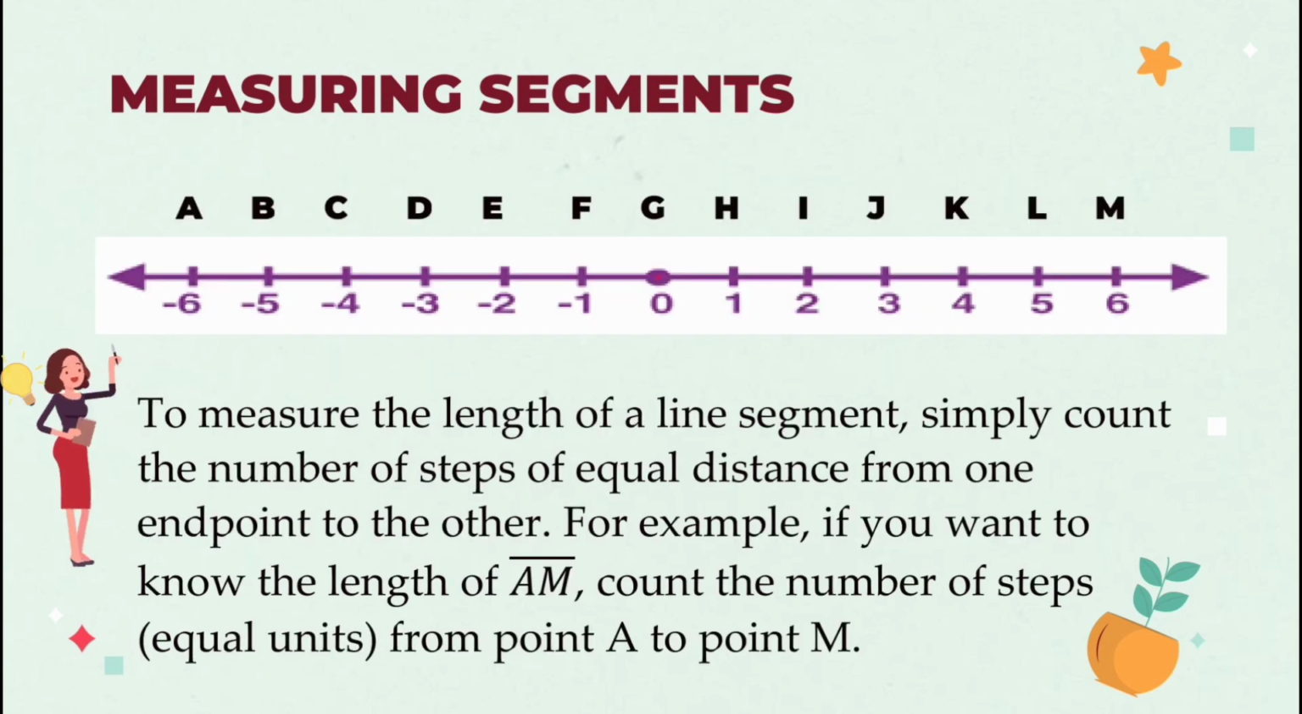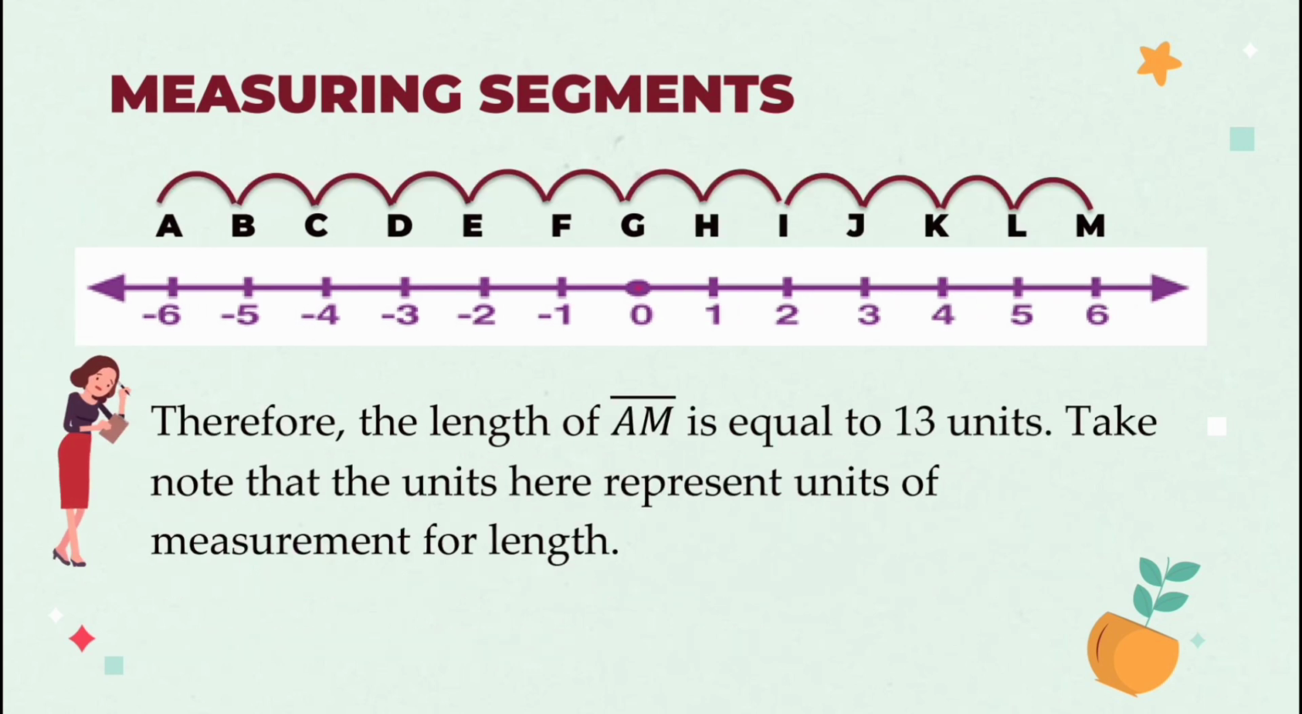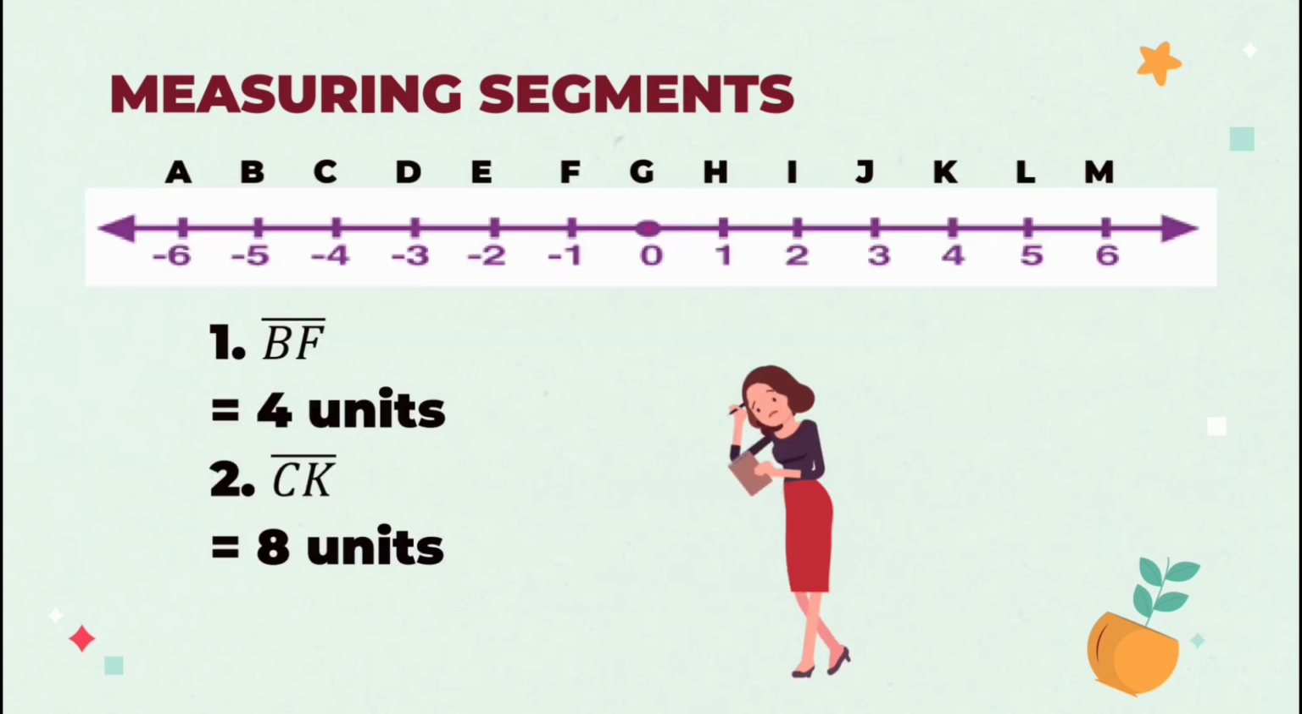To measure the length of a line segment, simply count the number of steps of equal distance from one endpoint to the other. For example, if you want to know the length of line AM, count the number of steps, equal units, from point A to point M. Therefore, the length of line AM is equal to 13 units. Take note that the units here represent units of measurement for length.